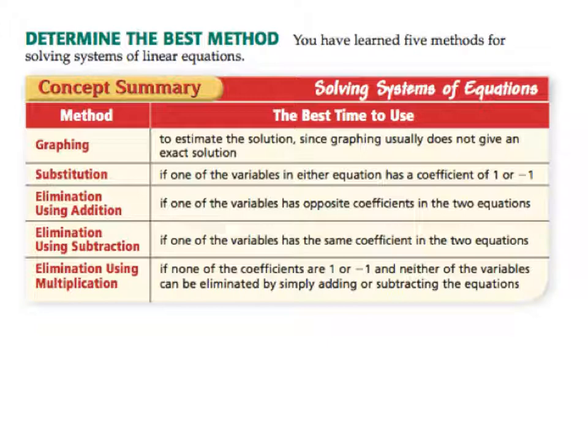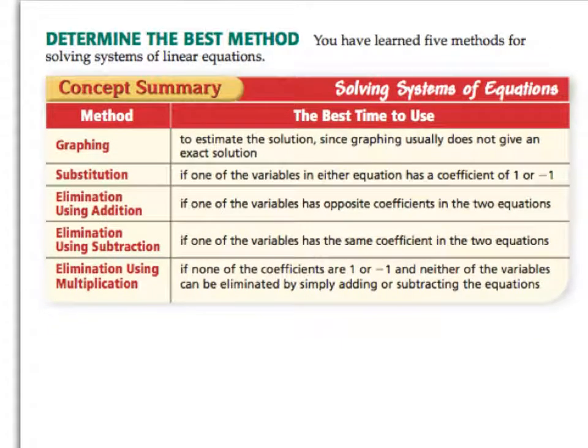Okay, and here's just kind of a concept summary. Basically we learned 5 different methods of solving linear equations, and you don't have to write this down. I just want you guys to look here with me. The first method that we learned was graphing. For graphing, the best time to use it is to estimate a solution. Remember, graphing doesn't give us an exact solution. So the best time to use it is when we just want to estimate the solution.